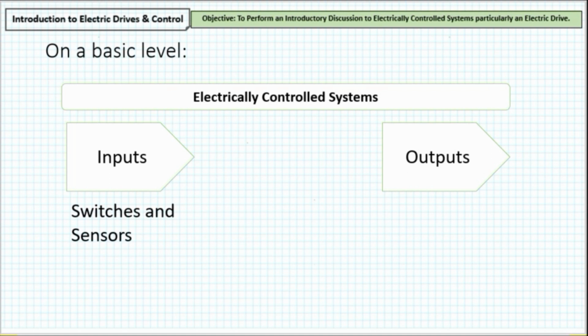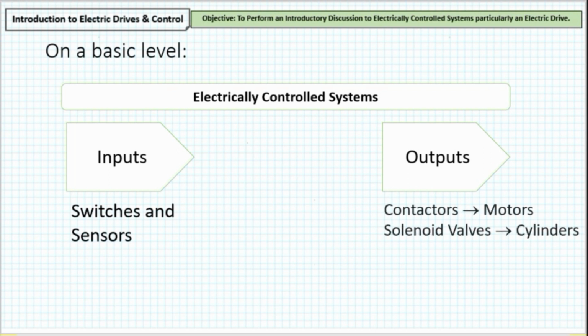Next is the outputs. The outputs are the hands and feet of the electrically controlled system. The output devices will respond based on the request of an electrically controlled system. It is based on the inputs we detect, the signals detected using switches and sensors. For instance, magnetic contactors can be considered as an output that controls a motor. In hydraulics and pneumatics, solenoid valves as an output can control cylinders.